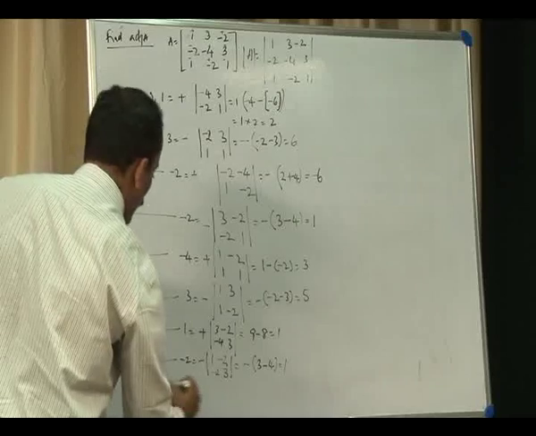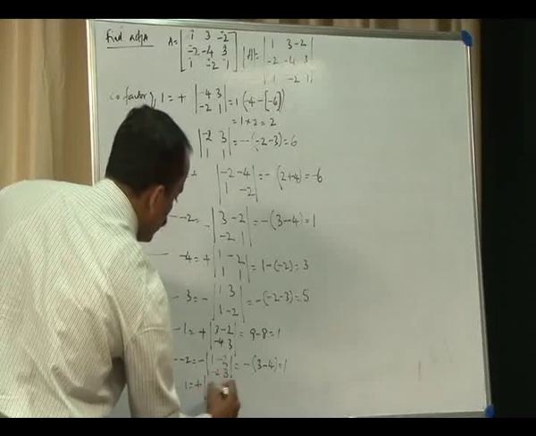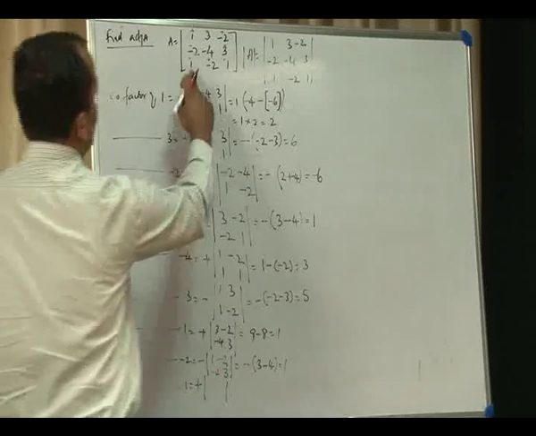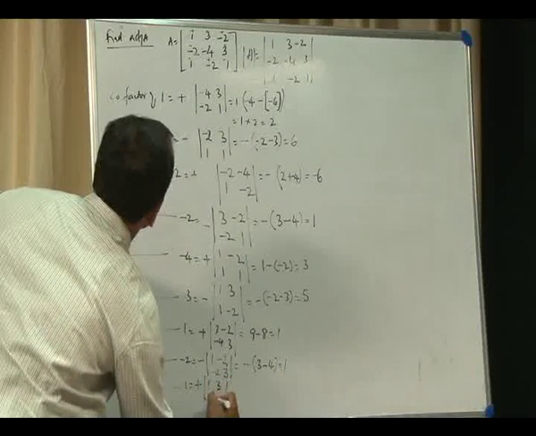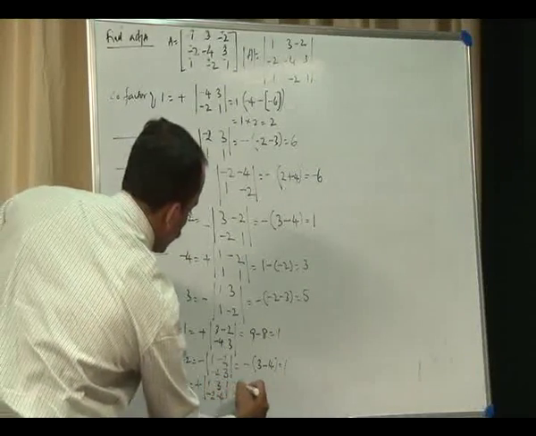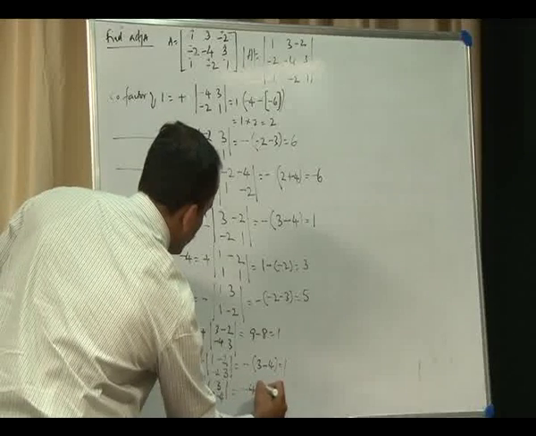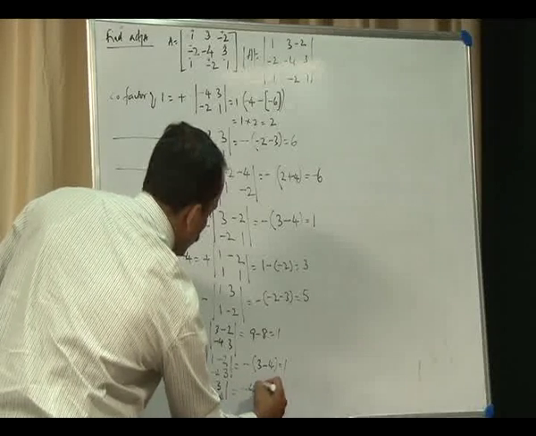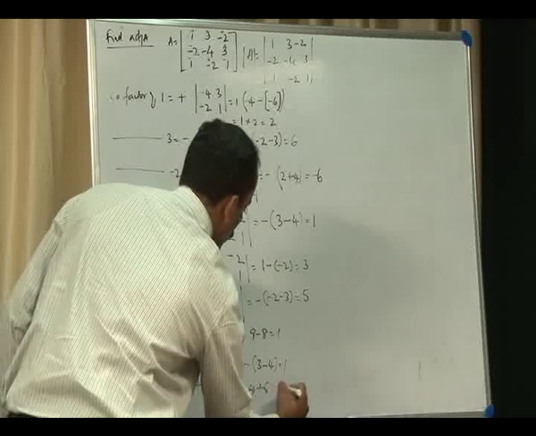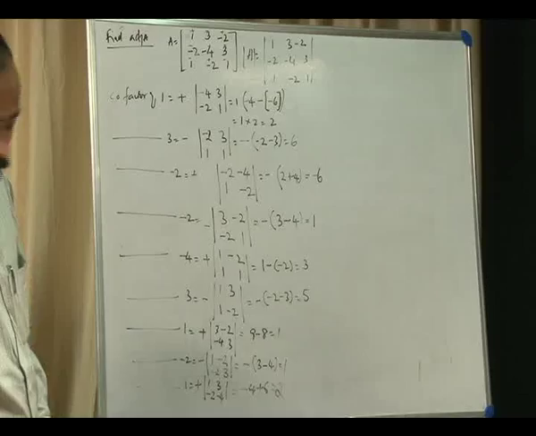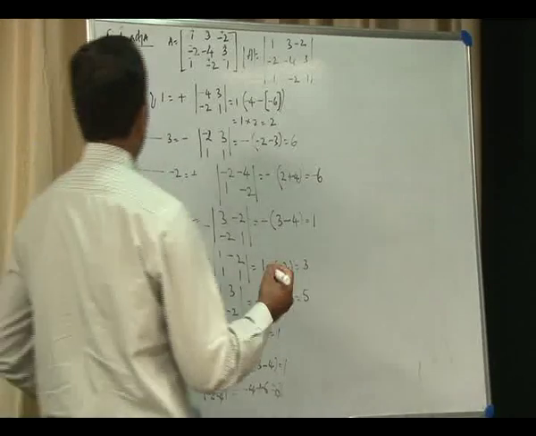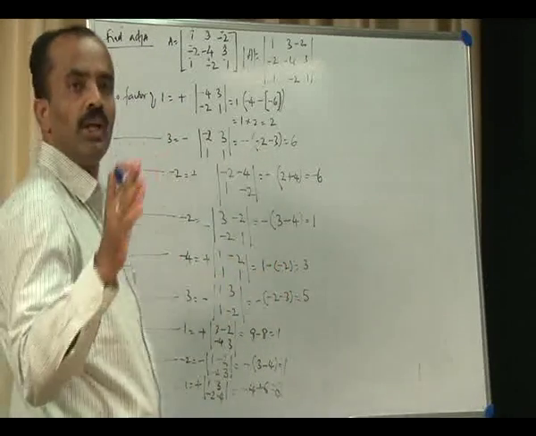Last one, cofactor of 1 is equal to plus into, see, third row, third column, 1 3, minus 2, minus 4, that is equal to minus 4, minus of minus 6, that is equal to plus 6, that is equal to 6 minus 2 is equal to 2. So, now we get a cofactor of each and every element in the matrix.